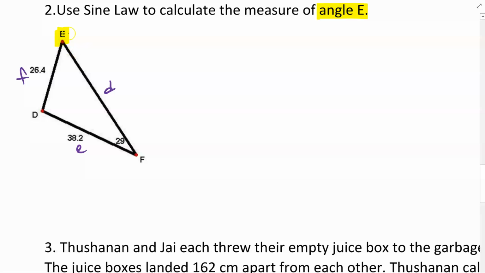Anyways, let's not forget, we are looking for angle E up on the top. So we will start by writing out the sine law. But let's pause for a moment and recognize that we are using variables D, E, and F, so I'm going to write the sine law with those variables. Now that we have that, let's go into the substitution phase.